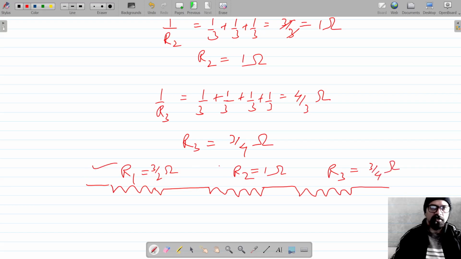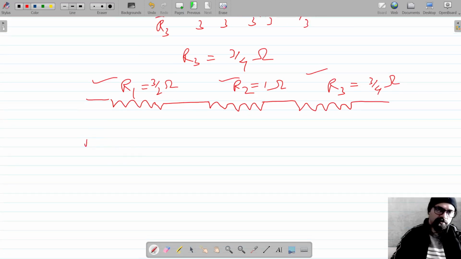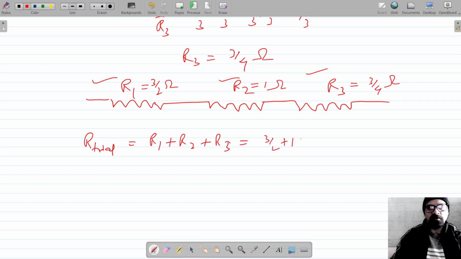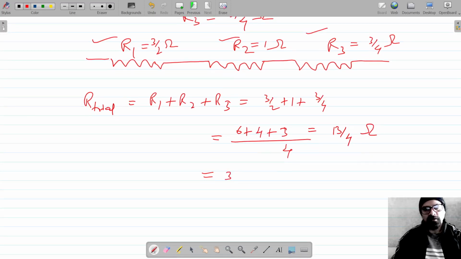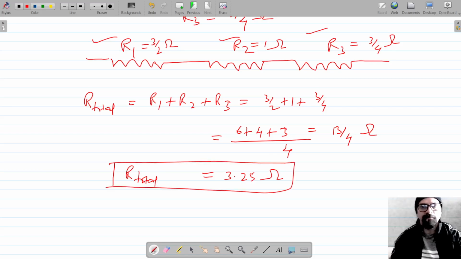Now all these are connected in series, so the total resistance of the circuit will be the sum of R1 plus R2 plus R3. So this is 3 by 2 plus 1 plus 3 by 4, and the LCM here is 4. So this is 6 plus 4 plus 3, which is 13 by 4 ohm. 13 by 4 means 4 threes are 12, and 2 and 5, so 3.25 ohm is the total resistance of the circuit.